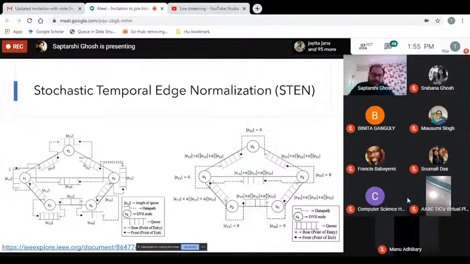The problem was that these node costs cannot be modeled in standard shortest path problems in graph theory, because the first prerequisite to run a shortest path algorithm is that your graph has to be simple, meaning no parallel edge, no self loop. So you can't put a self loop like this. So what I did, in that paper, I put forward a technique called stochastic temporal edge normalization, or STEN. It normalizes the node cost into the edges. Now, how did I do this? You need to read the paper. It's a huge paper, so a lot of maths going on there.